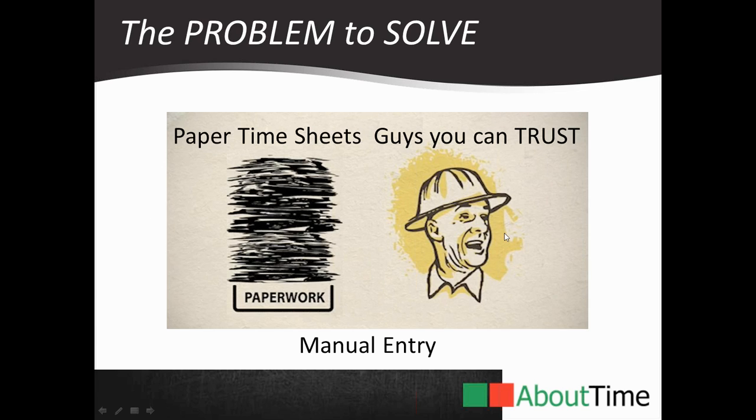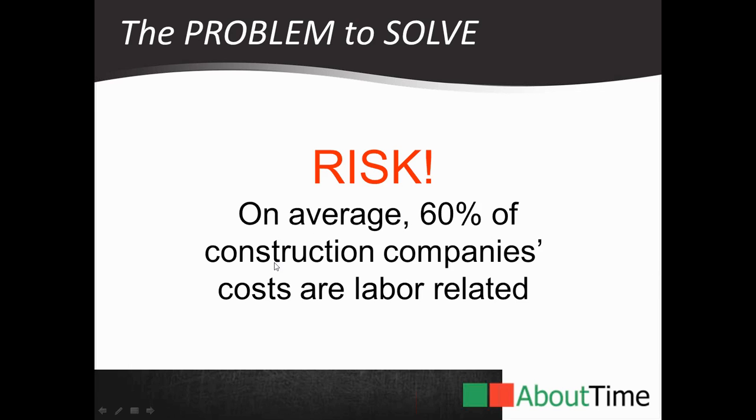Also, out there in the field, you really don't know who you're going to trust, who's going to put in the accurate information. And then back at the home office for your payroll people who are processing payroll, you have piles of paperwork. You have all of these time cards. You have manual entry. This takes up time and it costs money. The risk that you have here is obviously with your labor costs. 60% of a typical construction company's labor costs are in payroll processing and in gathering information from the field.